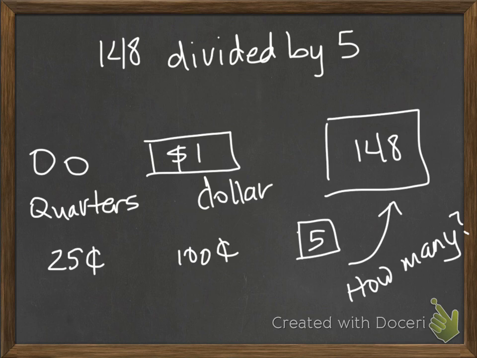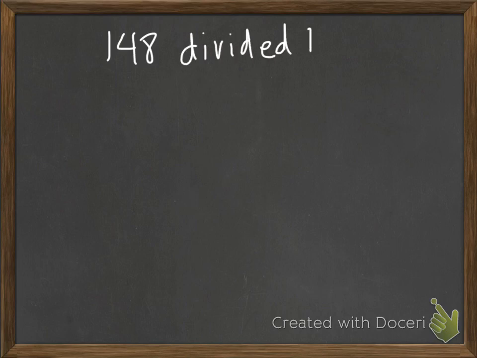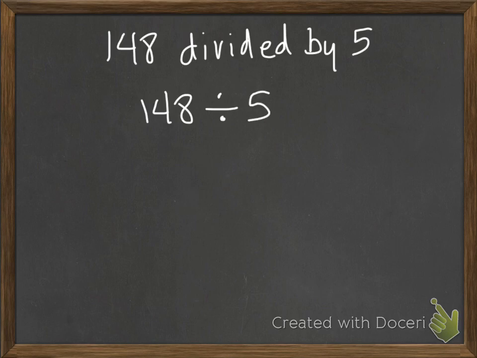That's our original problem. So if we have 148 and we want to divide it by 5, this is what we do. 148 divided by 5. We'll see this written several different ways. One of the main ways we see it is looking like this. So that's our little division symbol. We read this 148 divided by 5. People get this mixed up a lot. Like my students get this mixed up sometimes.